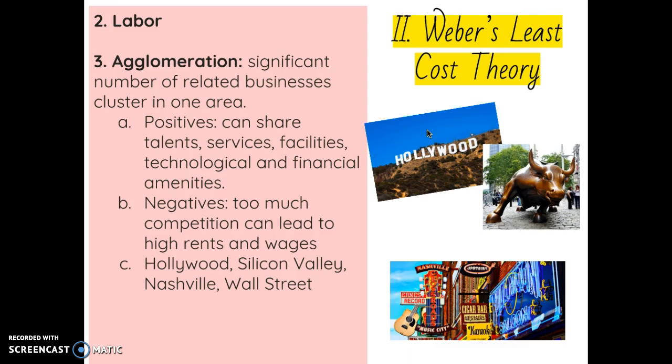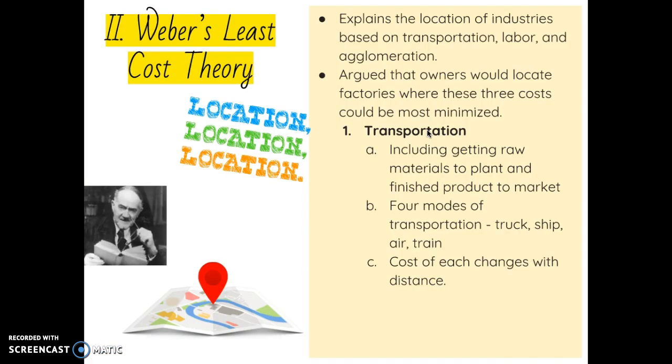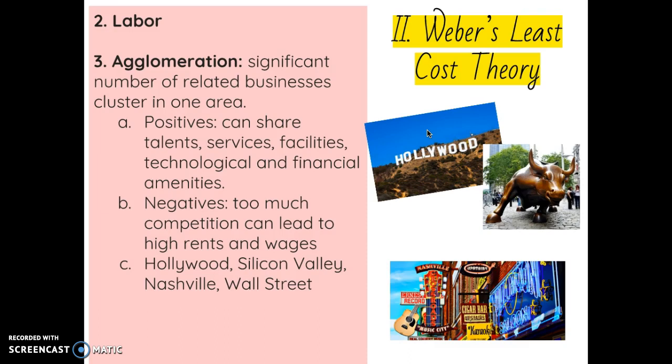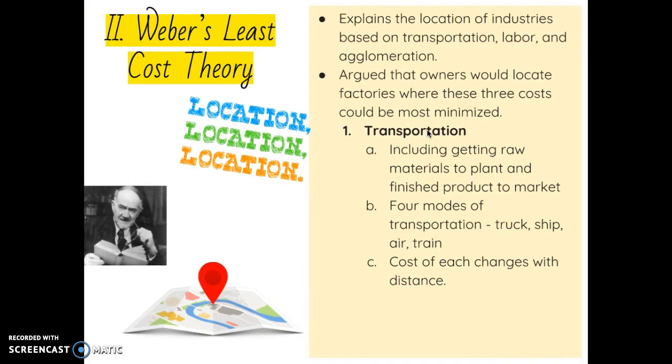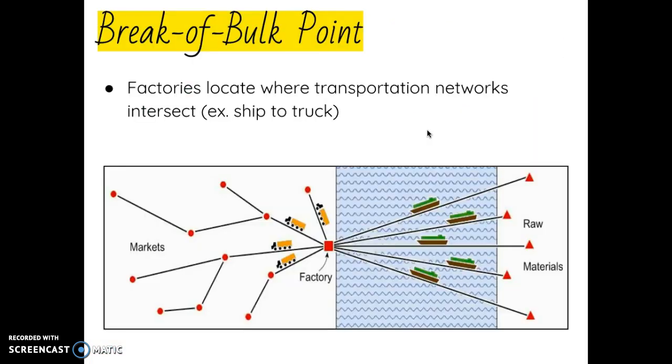So again, let's talk about Weber, okay? He thinks about 3 things, right? He thinks about transportation costs, labor costs, and agglomeration, right? And his goal is that he wants to explain where industries are located based off of these 3 things, and he argues that these industries are going to be located where those costs are minimized. So let's get in depth a little bit on the locations of these facilities.